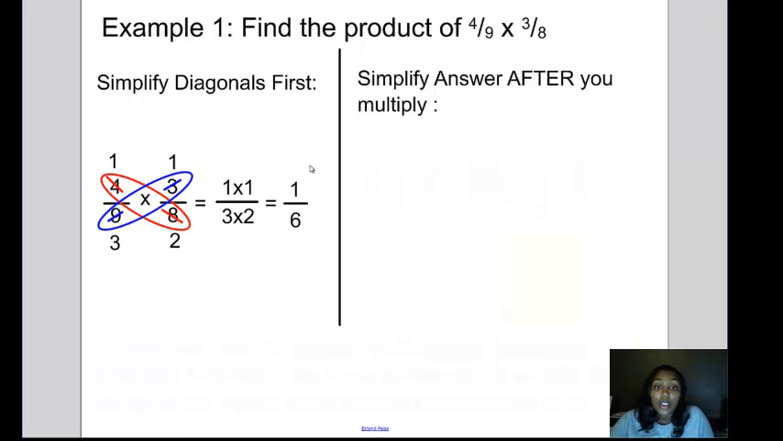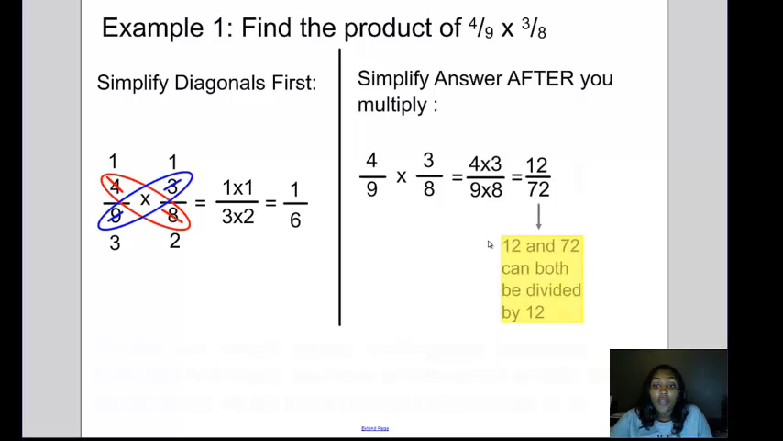The other option is that you can multiply the numbers first and then simplify your answer. So instead of doing anything with the diagonals, I'll just do top times top over bottom times bottom. So I'm going to do 4 times 3 over 9 times 8. Well, 4 times 3 gives me 12, and 9 times 8 gives me 72. And 12 and 72 can be simplified. They can both be divided by 12. So if I divide 12 by 12, that gives me 1. If I divide 72 by 12, that gives me 6.